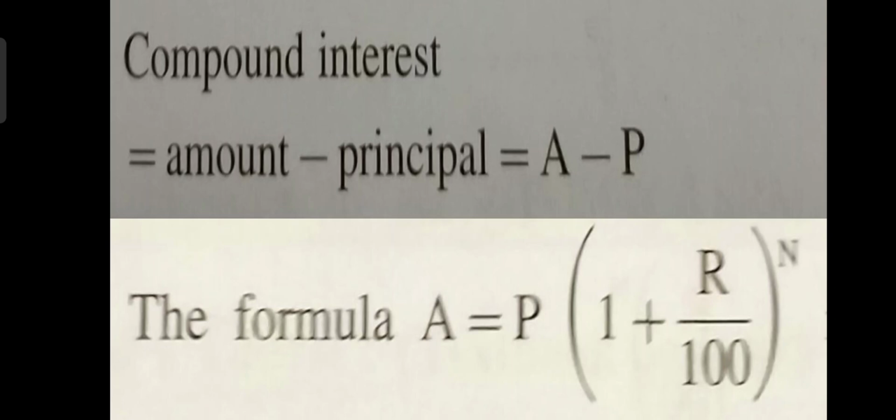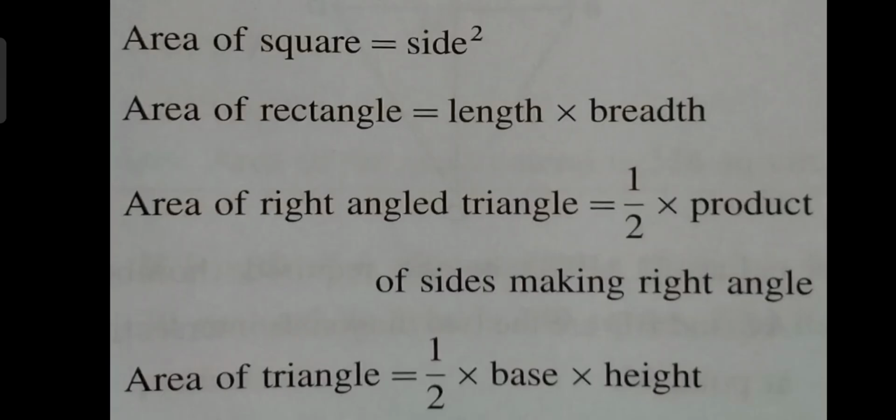Compound interest is equal to amount minus principal, that is A minus P. The formula for A is equal to P into 1 plus R upon 100 raised to N. So this is what we have derived, and these are the formulas that you need to write down and learn.